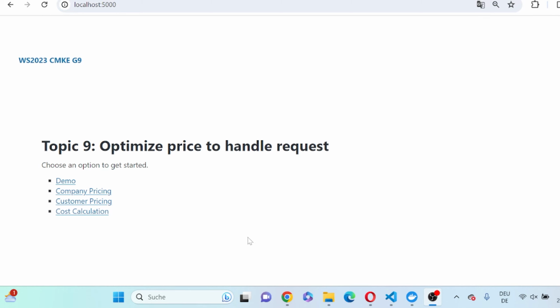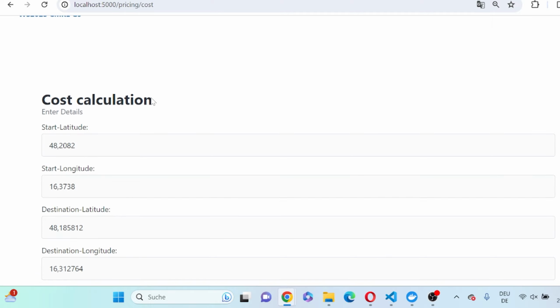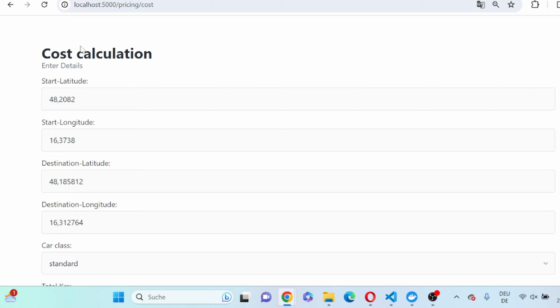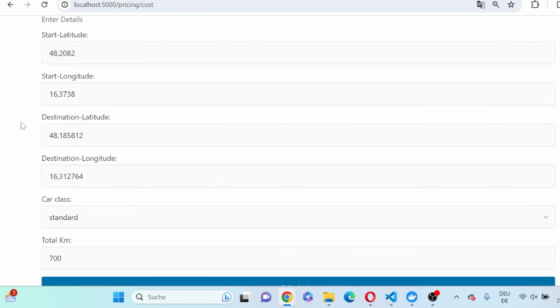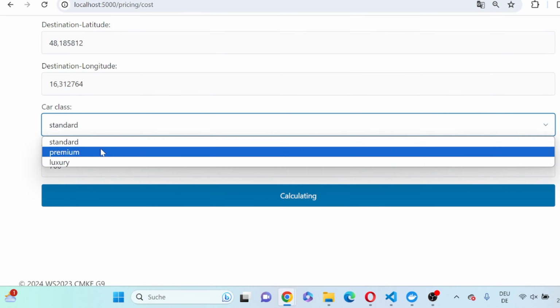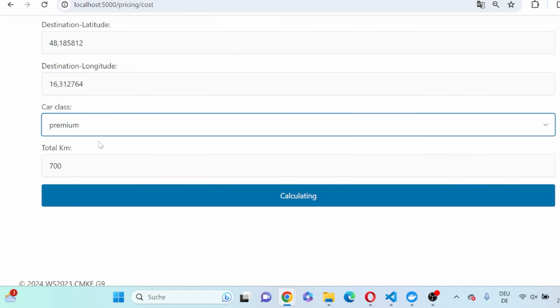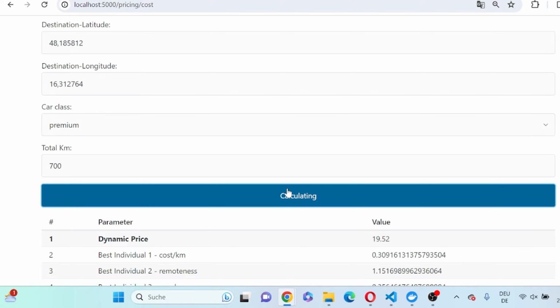I will show you now the optimization of the cost calculation for one ride from start to end. But first we have to put in the coordinates of the start point and the destination. Then we can choose between a car class and the total kilometers that have already been driven by the customer. This is the base for the loyalty discount. Then we click on calculate.